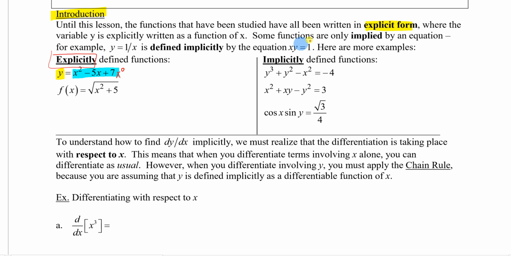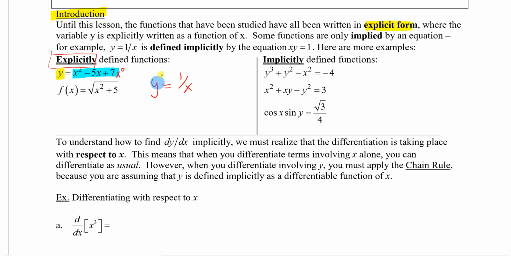Some functions are only implied by an equation. For example, y is equal to 1 over x. I'm going to write it over here. Now ask yourself, is that an explicit form or is that an implicit form? Well, this is explicit because we have y explicitly equal to 1 over x.